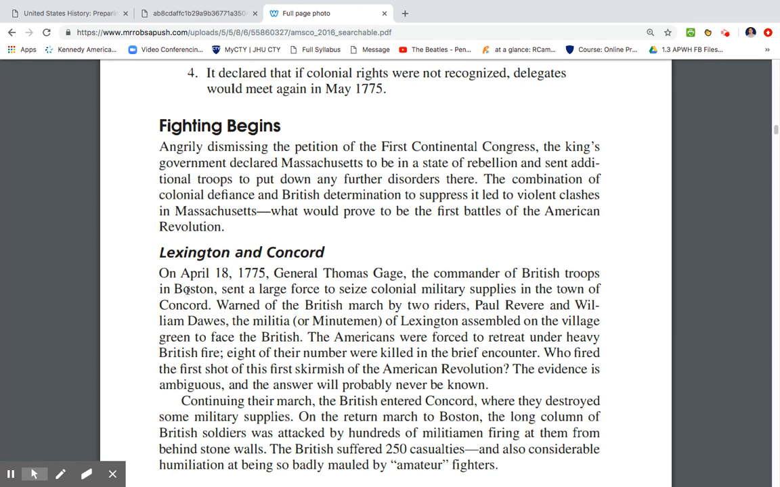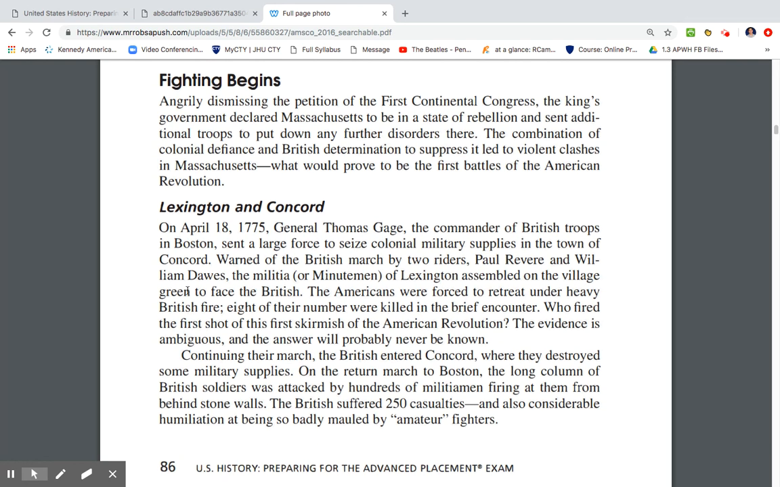weapons, military supplies. Continuing their march, the British entered Concord, where they destroyed some military supplies. On the return march to Boston, the long column of British soldiers were attacked by hundreds of militiamen firing at them from behind stone walls. The British suffered 250 casualties and also considerable humiliation at being so badly mauled by the amateur fighters.